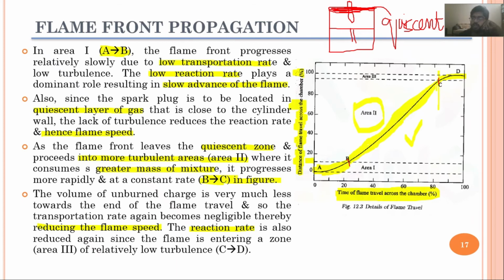almost the entire mass of the fuel has been combusted. Some portion of the fuel remains which will be combusted. The pressure has started decreasing, and the flame speed has also started decreasing because the rate of the reaction and the transportation rate have also started decreasing. The rate of the reaction is decreasing because we have very few molecules of the fuel left for the combustion.